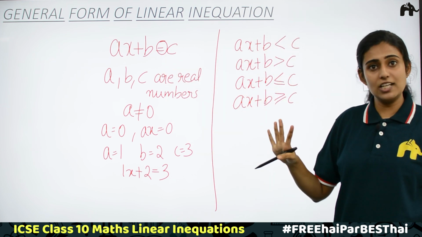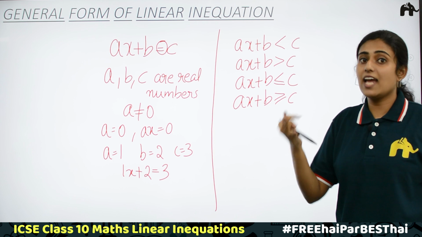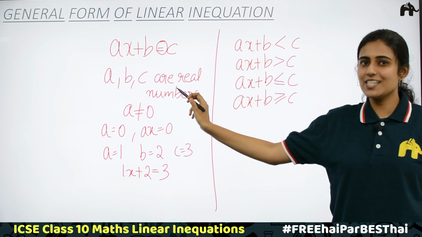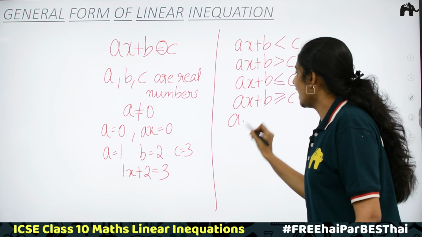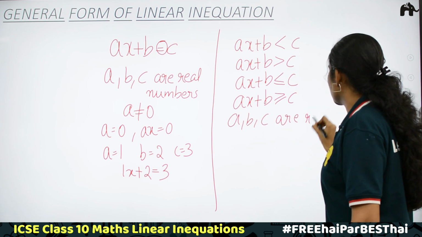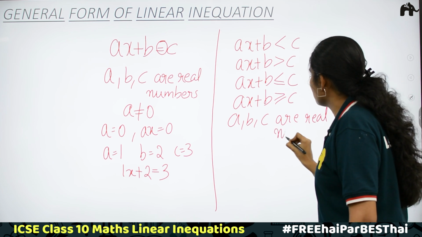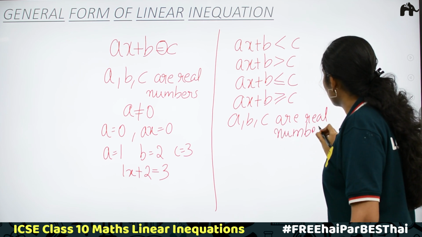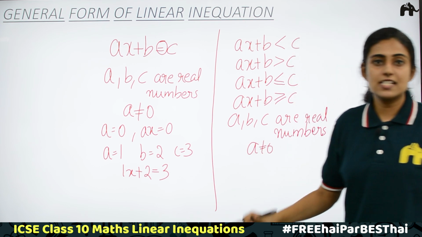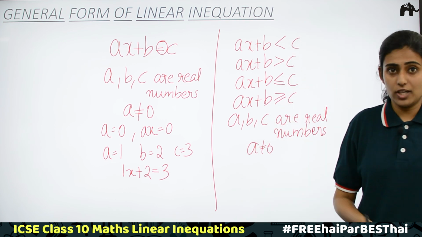We have studied the 4 inequalities: less than, greater than, less than or equal to, greater than or equal to. Again, we should include this condition. That is, a, b, c are real numbers and a not equal to 0. This is a general form of linear inequations.